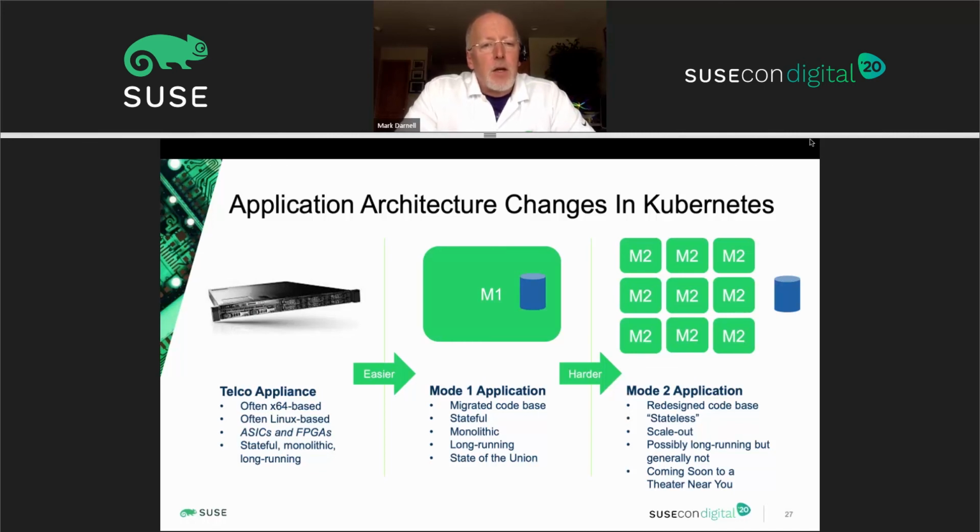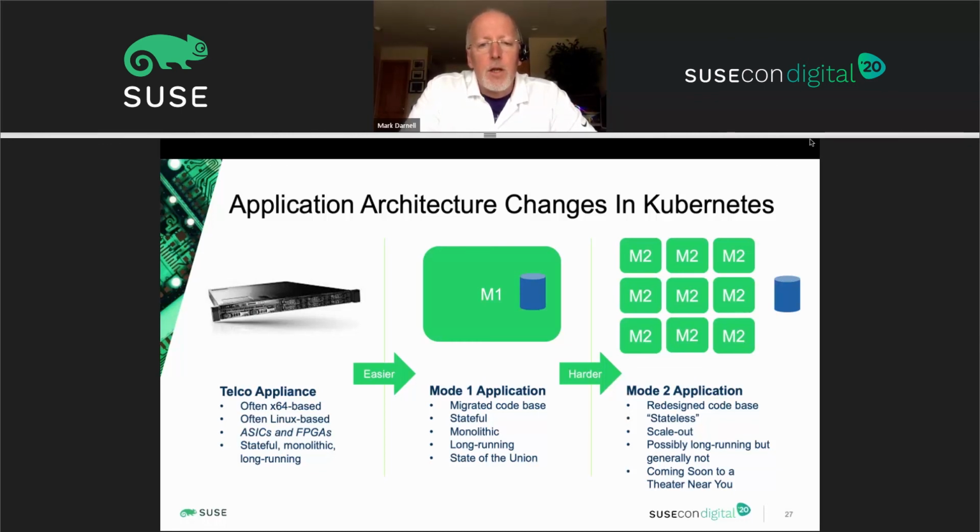So on the left, telcos currently buy appliances. They're almost always x64 based, sometimes ARM based, often Linux-based. They'll have ASICs and FPGAs, accelerated silicon, if you will, and the applications are stateful, monolithic, and long-running. They have to have 5 to 6 nines of uptime. As people are beginning to virtualize, these appliances are expensive. There's large profit margin built into these. There's a large cost structure as well in those appliances, but telcos want to cut that margin out so that they can deliver more cost effectively.